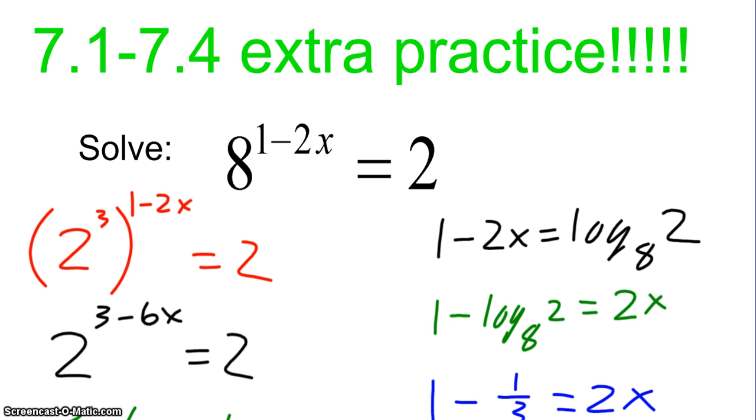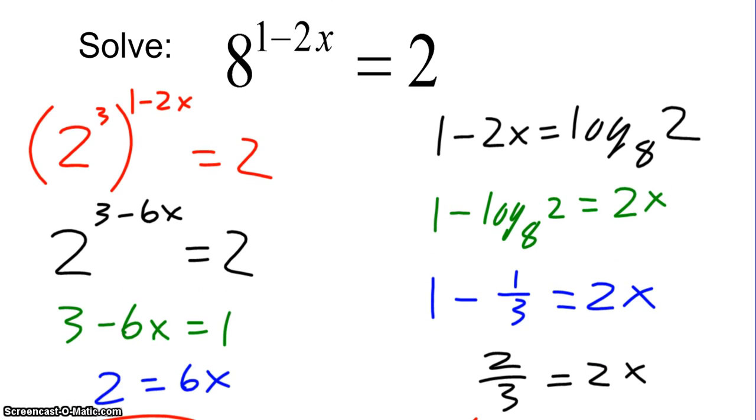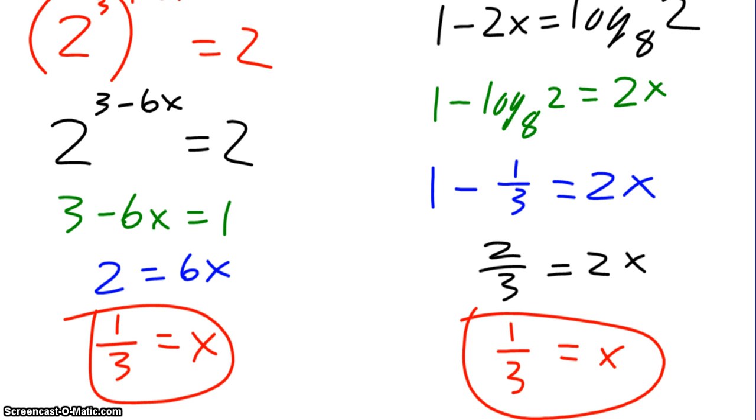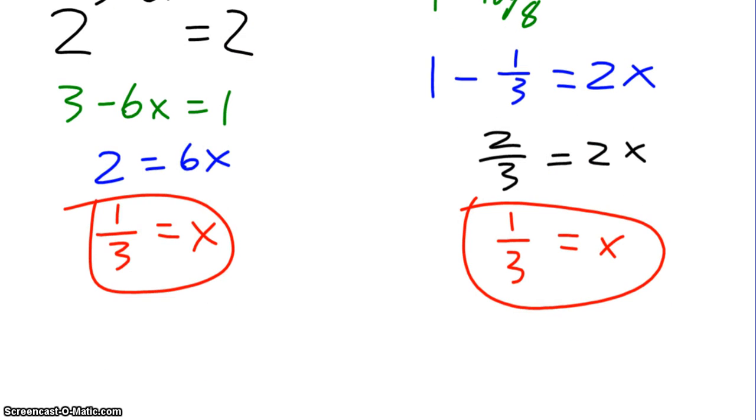Okay, so over here on the left, I use the idea that I can recognize 8 has a base of 2. It's 2 cubed. So 2 cubed to the 1 minus 2x equals 2. So now with my properties of exponents, I can distribute the 3. So 2 to the 3 minus 6x equals 2. So now since the bases are the same, I can drop the bases, and I know 3 minus 6x equals 1. Solve for x. X equals 1/3.